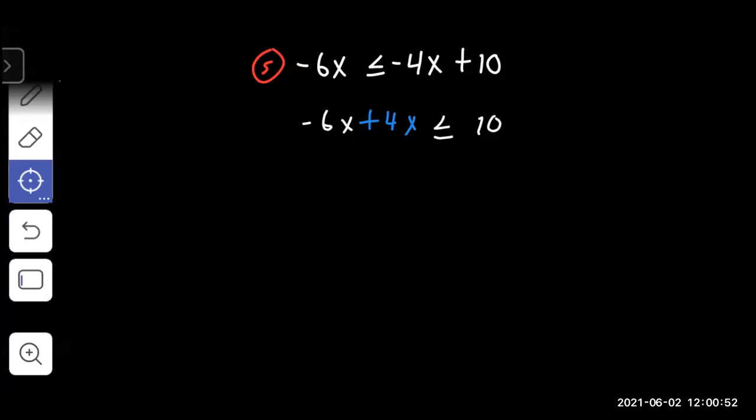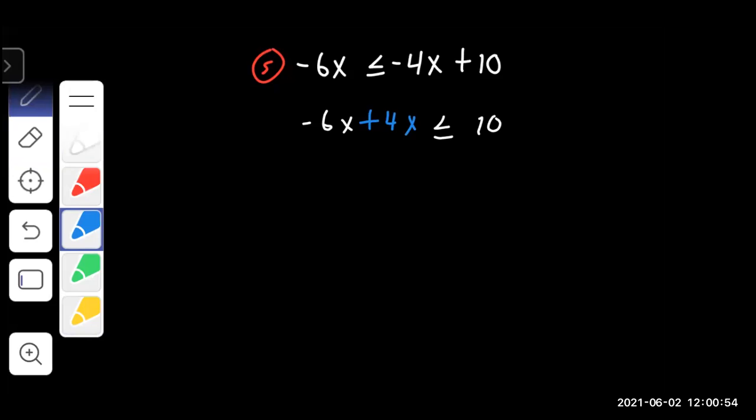Okay, now let's simplify. Negative 6 apples plus 4 apples, that's going to be negative 2x. Negative 2x less than or equal to 10. Again, your goal is to leave x alone. Take a look that x is not alone yet. You have a negative 2 multiplying. How do you get rid of this negative 2, guys? Dividing. Divided by negative 2. What is going to happen, guys? We have to flip the sign: greater is going to be less.